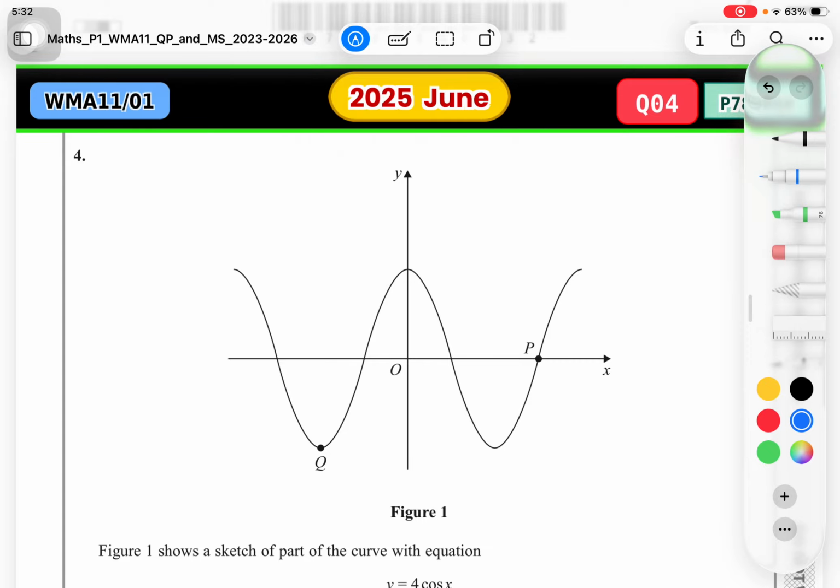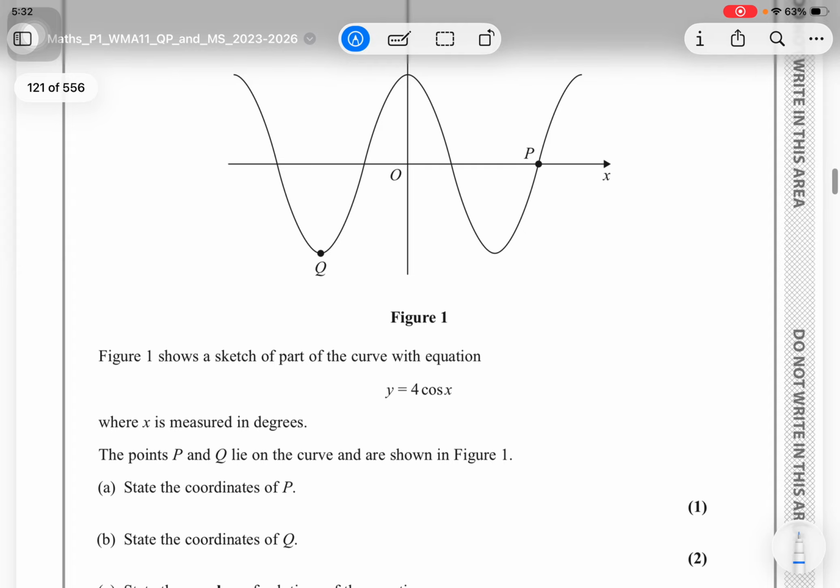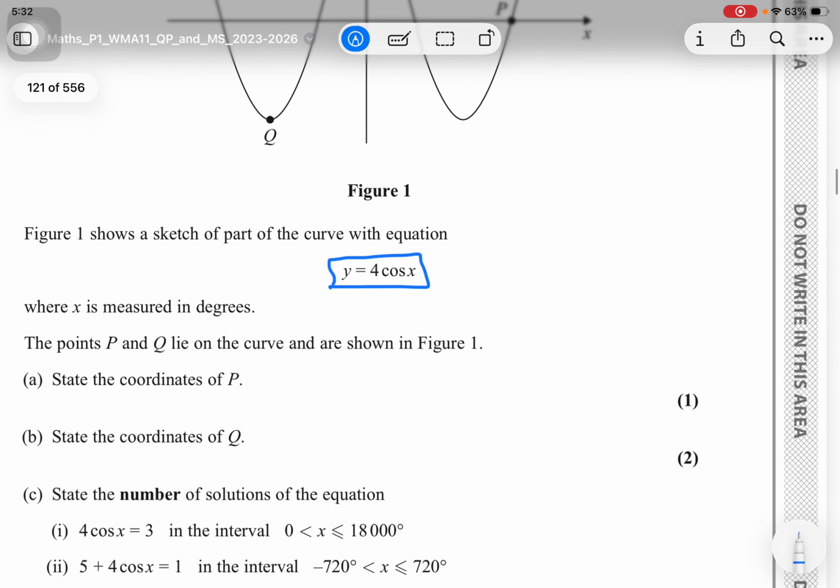Now we are facing question number 4 of 2025 June. This is about the curve. The curve equation is given, which is 4 cos x. Okay, so we know the cos curve. So what is the max point? By looking at this, we can have that answer, because let me quickly understand it.